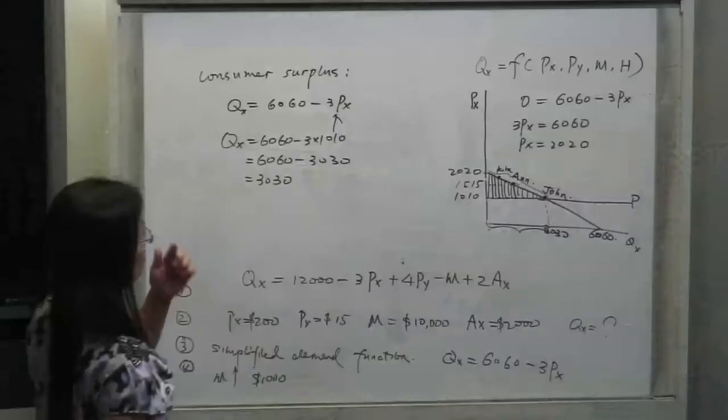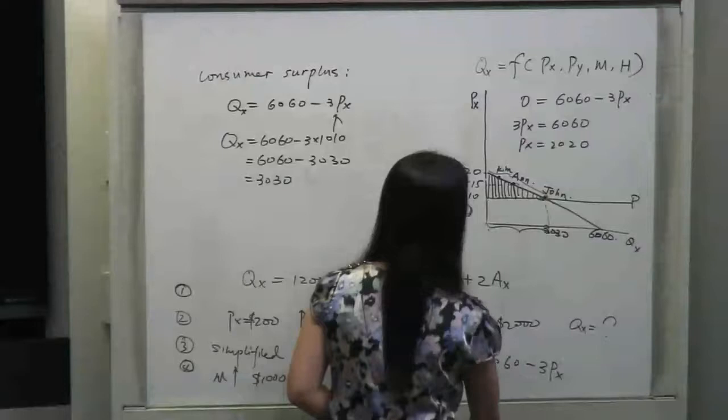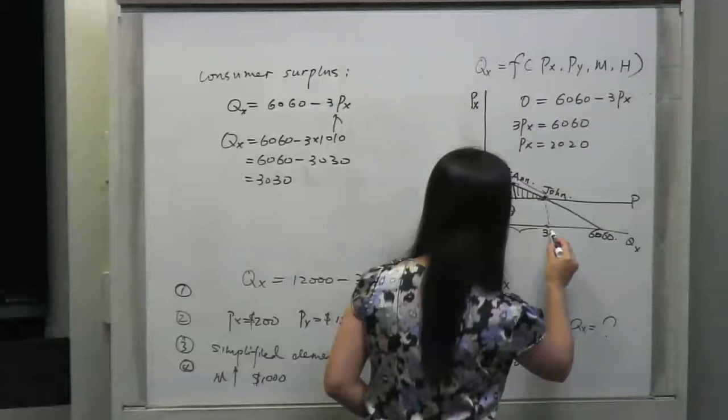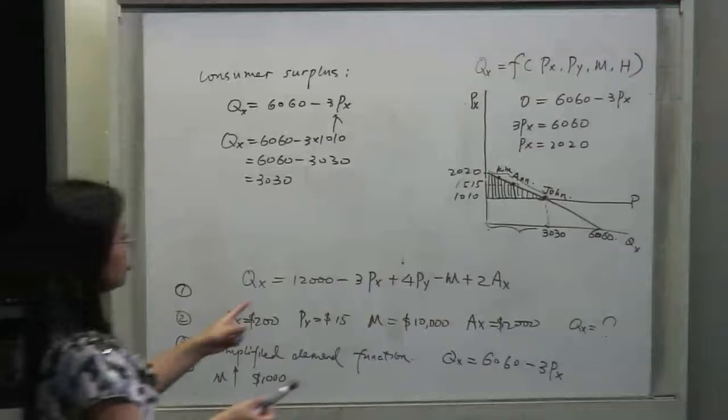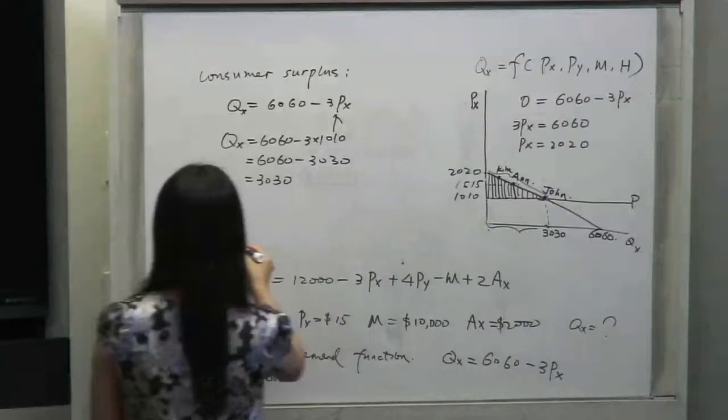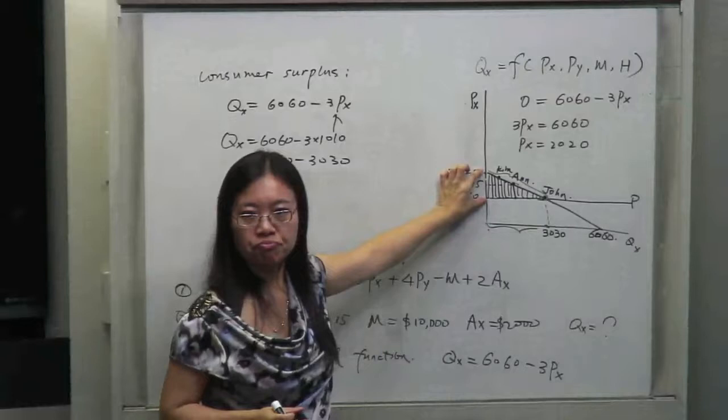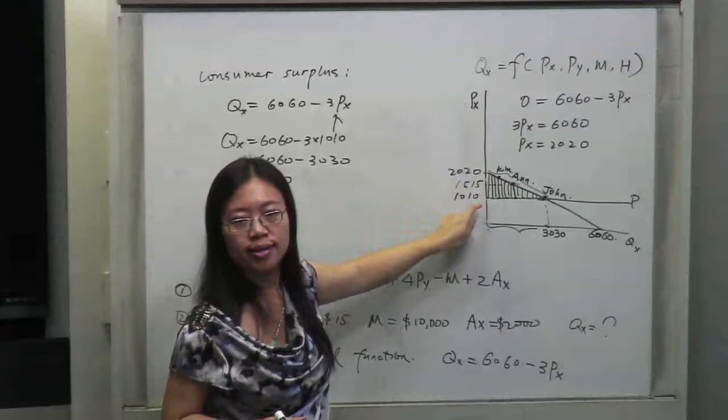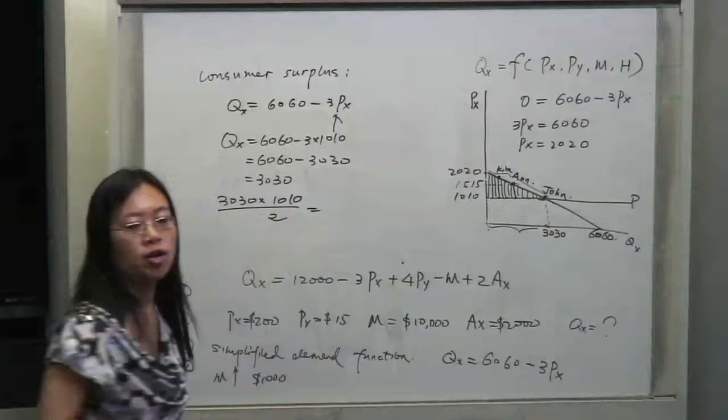So this is 30. If you don't understand my handwriting, let me know. This is 30, so this is the length of the base for this triangle. And we also need to know the height. What is the height here? The difference between this number and 20, right? Which is 10. Then we have to divide by 2. That is the consumer surplus when the market price is equal to 10.